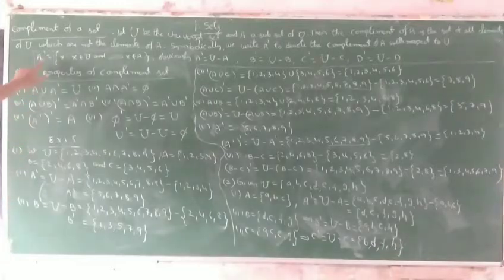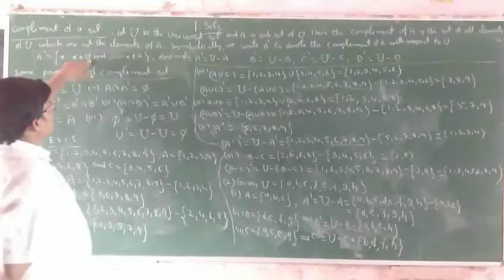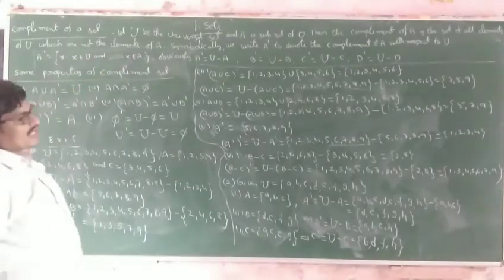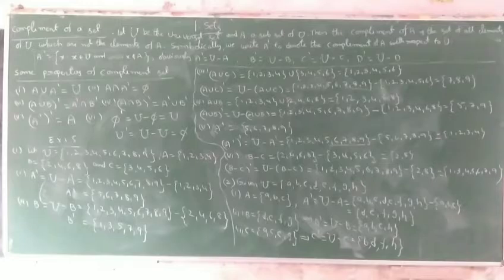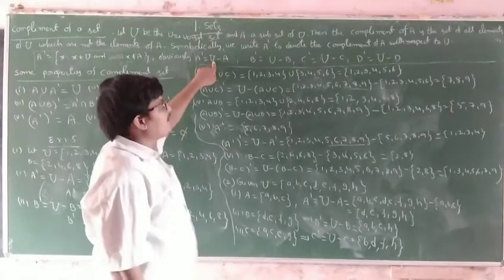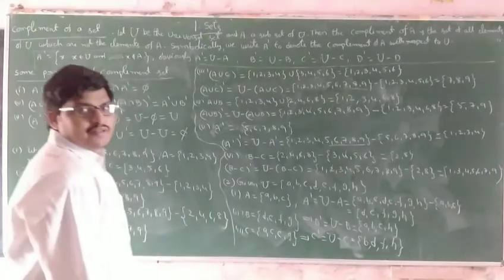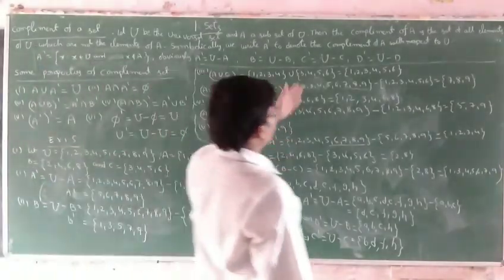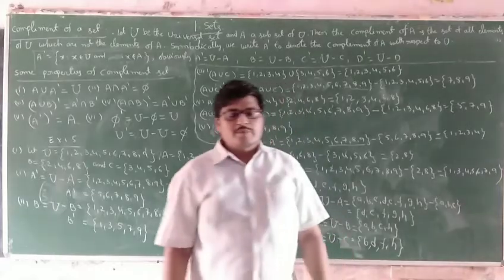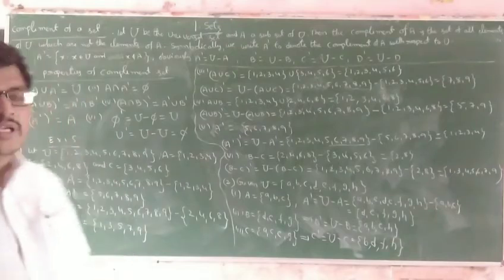In set builder notation, A complement is equal to the set of all x such that x belongs to U and x does not belong to A. Obviously, A complement is equal to universal minus A. B complement is equal to universal minus B. A union B whole complement is equal to universal minus A union B.